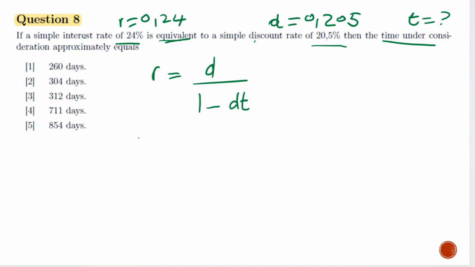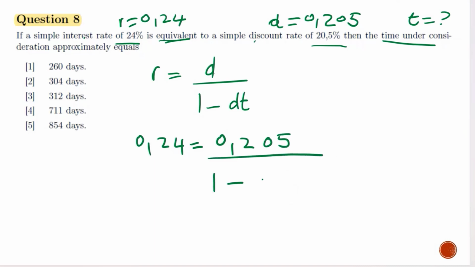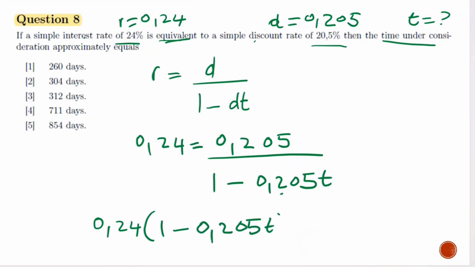Okay, so your R is 0.24. Your discount rate is 0.205. You divide by 1 minus your D, it's 0.205T. What is your T? That's what you are looking for. How do you simplify? You can just cross multiply. Cross multiplying means you're going to have 0.24 multiplied by what is in your denominator there, 1 minus 0.205T. So this one is just going to be equal to 0.205.